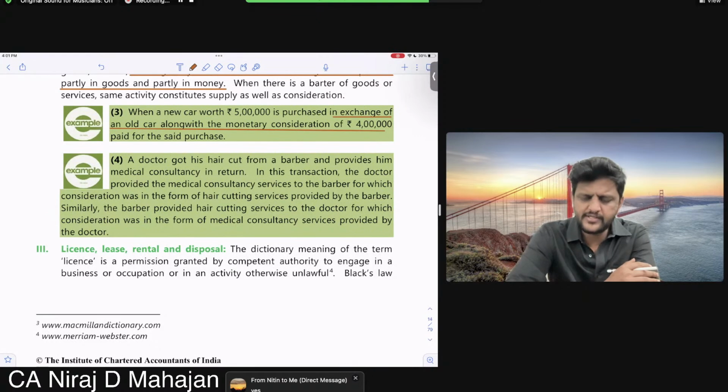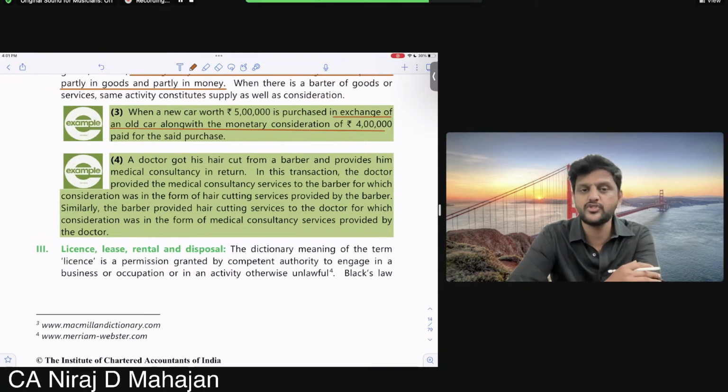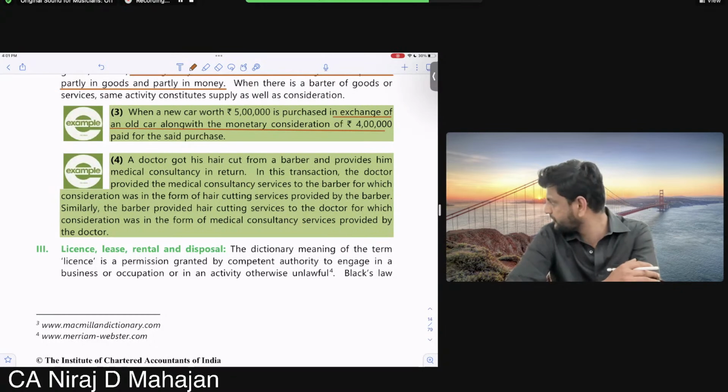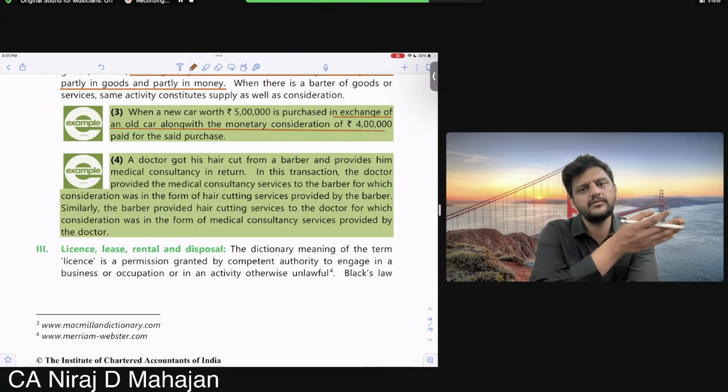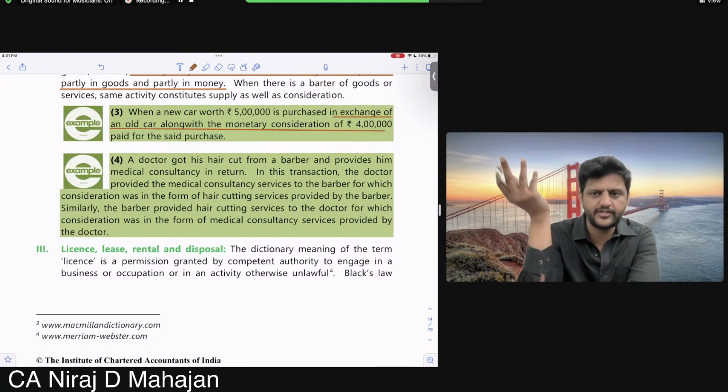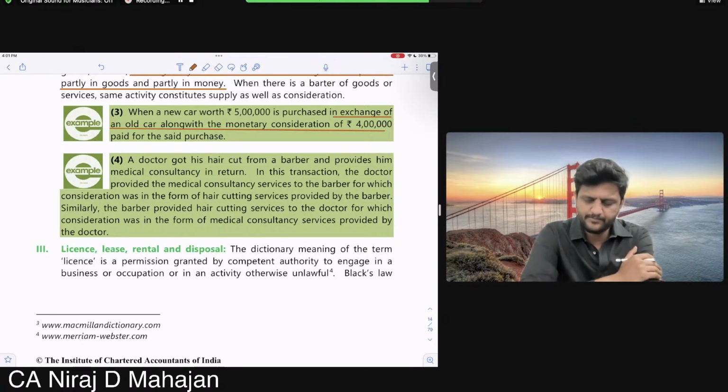A doctor got his hair cut from a barber and provides a medical consultancy in return. Exchange of services. This is barter. In this transaction, the doctor provided medical consultancy to the barber, for which the consideration was in the form of hair cutting services provided by the barber. One person's service was the other person's consideration, and that was the exchange.